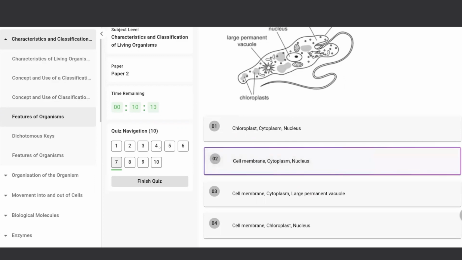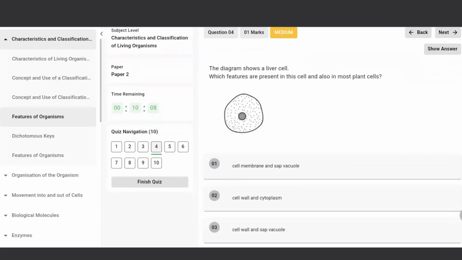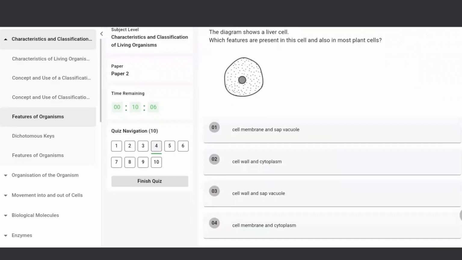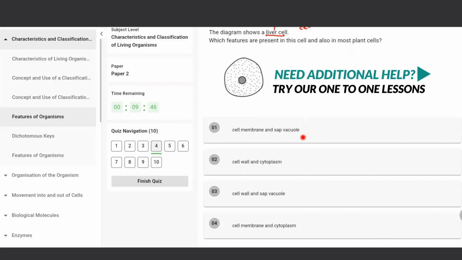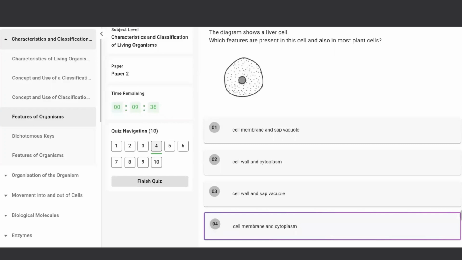Let's take a look at one more question before wrapping up. Here's our second question. The diagram shows a liver cell. Which features are present in this cell and also in most plant cells? If we talk about a liver cell, we know that this is an animal cell. So they're asking you for the structures that are common between an animal cell and a plant cell. If you take a look at these answers, you will see that the most appropriate answer is answer number 4. Both animal cells and plant cells have cell membranes and cytoplasm.